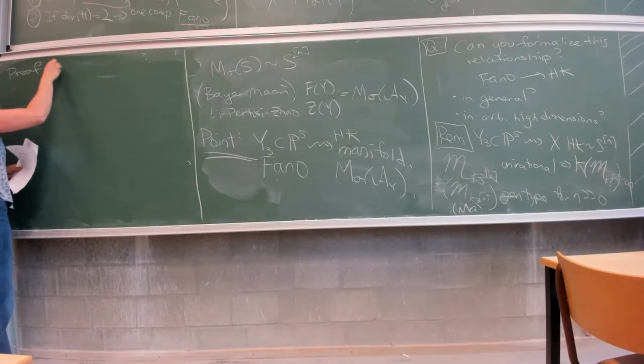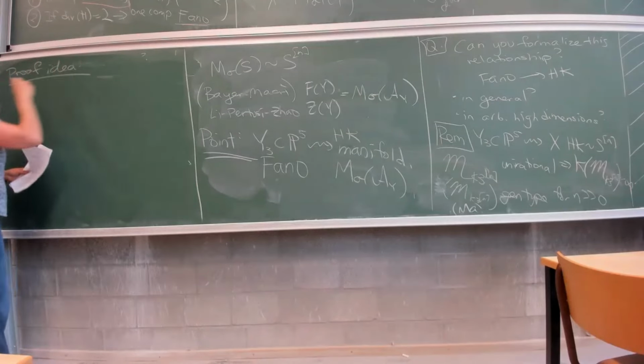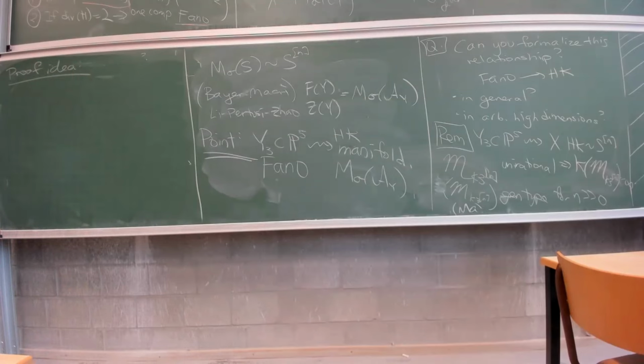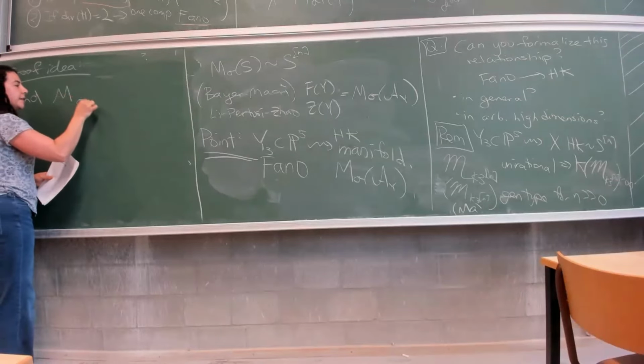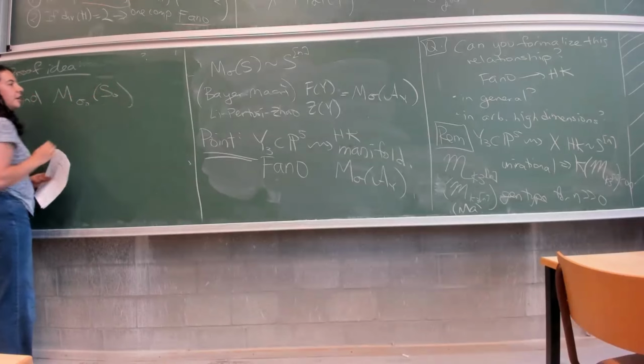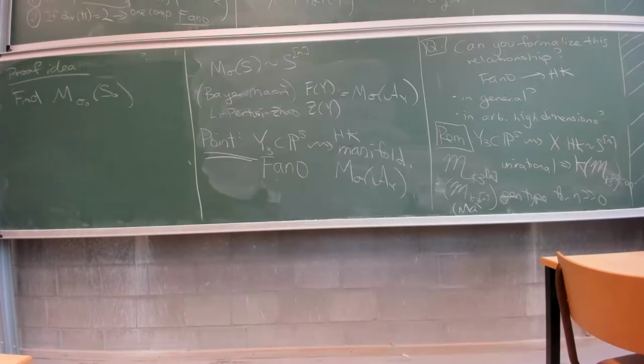So the proof idea is the following. We want to find one easy way to produce examples of hyperkähler manifolds of K3n type. It's using these moduli spaces of sheaves on an explicit K3 surface. So what we want to do is find some explicit moduli space of sheaves on some explicit K3 surface where you can check the result.